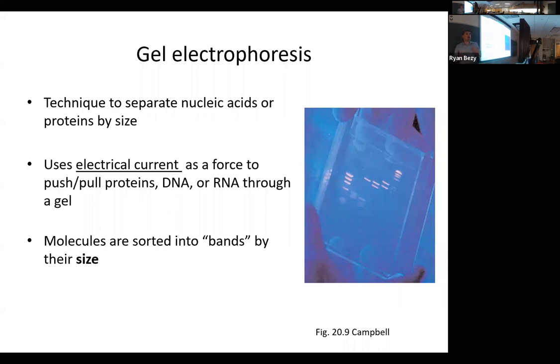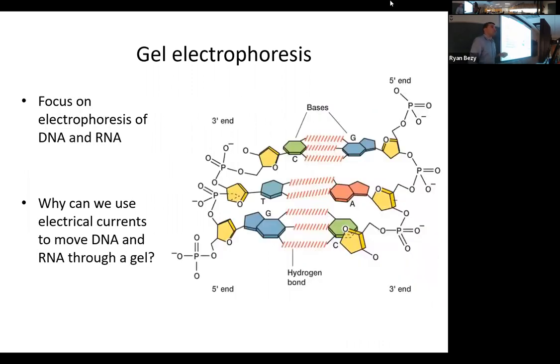But because of the way the DNA interacts with the gel, the DNA molecules also get sorted into bands or fragments based upon the size of the DNA molecule. So I'm going to talk a little bit quickly about how this works. First off, we're going to focus on this electrophoresis, just to say DNA or RNA, nucleic acids, because those are pretty similar. I'll kind of ignore the protein part, but you can do a modified version of gel electrophoresis for separating protein molecules as well.